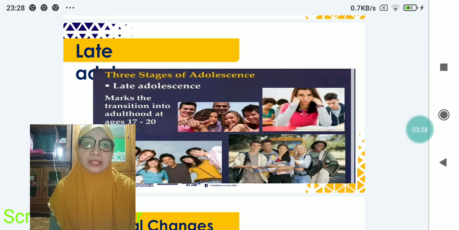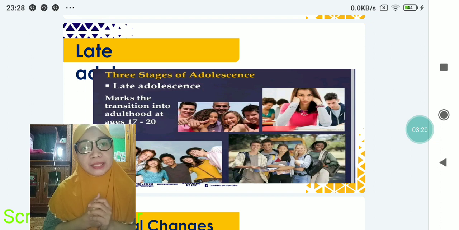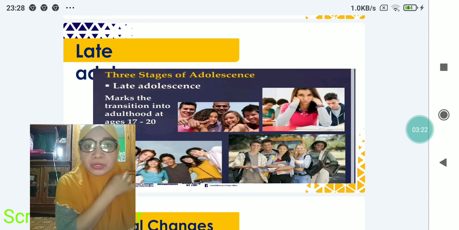And here we are at late adolescence, which marks the transition into adulthood at 17 to 20 years old. This is the age when they are in college, first year to fourth year.